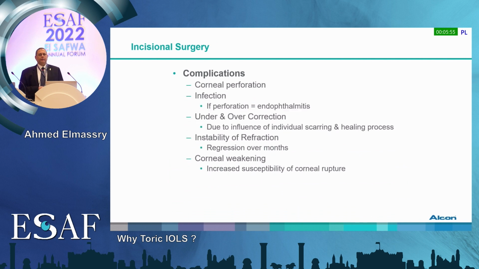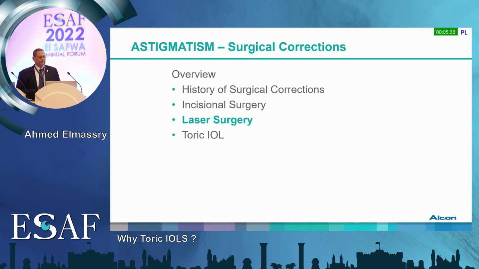Again, as we said, the main problem from this incisional surgery is perforation, but the advantage of the opposite clear corneal incision is that it is a full thickness incision, not a partial incision. That's why it is more long lasting than the other incisional surgery for correction of astigmatism.